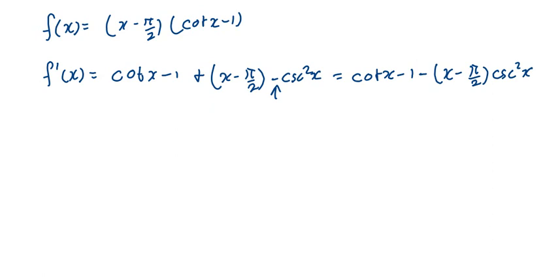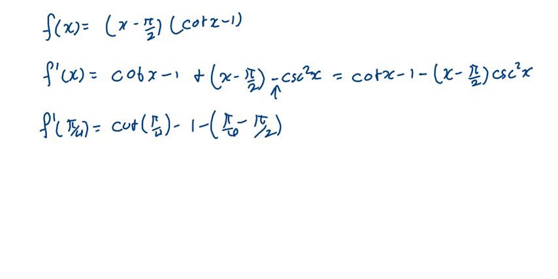Okay, so let's do the evaluation. If we say f prime of r, what is our r? It's our root, which is pi over 4. So f prime of pi over 4 is equal to cotangent pi over 4 minus 1, minus, here we put pi over 4 minus pi over 2, then multiplied by cosecant squared of pi over 4. Cotangent pi over 4, we know that is equal to 1. We already determined it earlier. Then we say 1 minus 1, minus, for this part it is minus pi over 4.